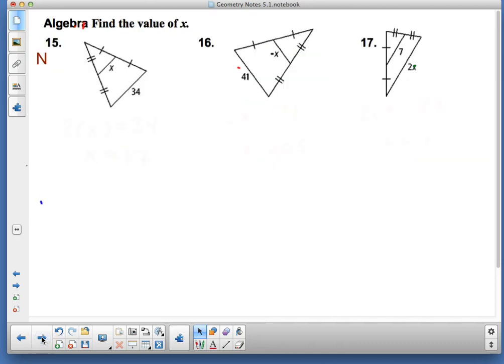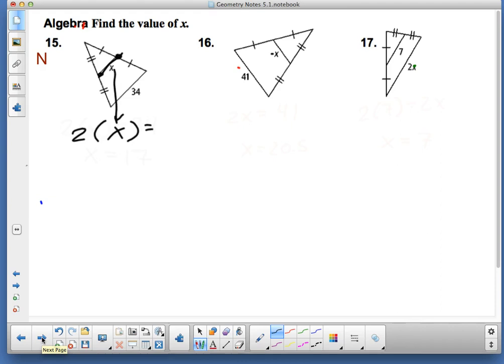So in problem 15, I want you thinking 2 times the inside value when it's a midpoint and a midpoint connected. 2 times your X value is equal to 34. Notice how I said that. If I multiply the mid segment by 2, it's equal to the side it is parallel and opposite to.